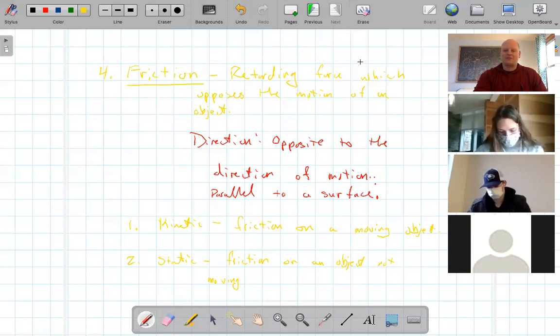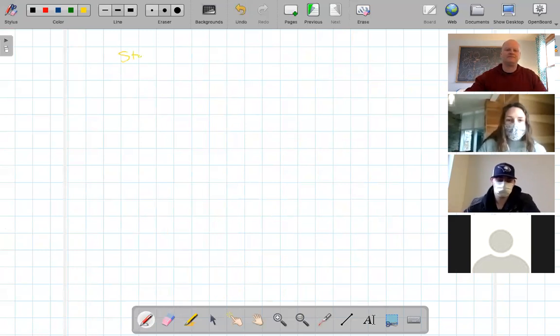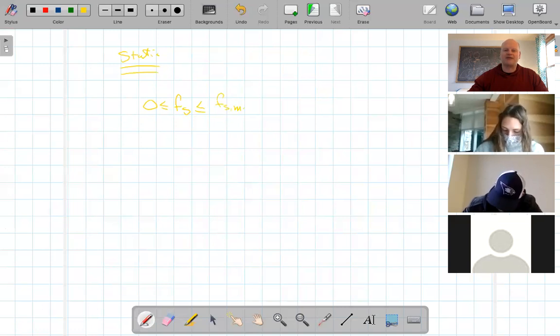What is the mathematical expression for each one? Each one of these is defined in terms of what's known as a coefficient of friction. Let's look at static friction first. For static friction we have to be a little bit careful. We're going to write F sub S, which is going to be somewhere between 0 and a maximum amount. This is the static friction maximum, where that static friction maximum is equal to mu sub S times the normal force.